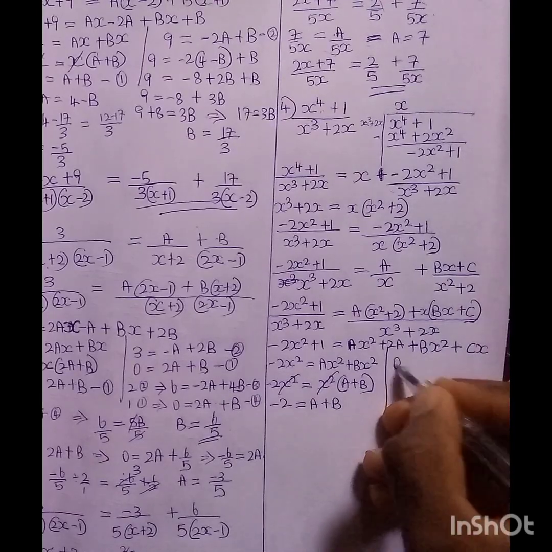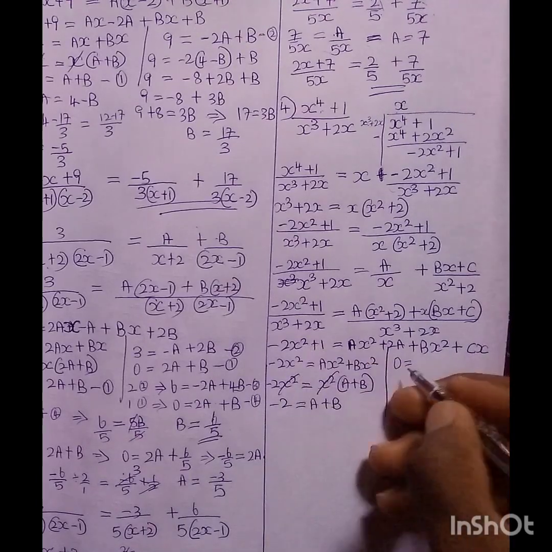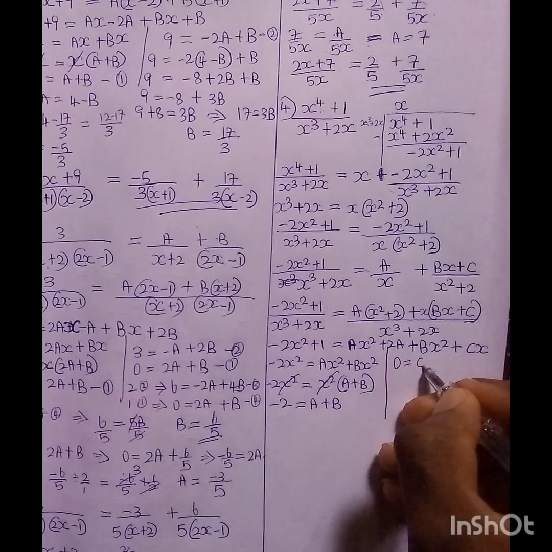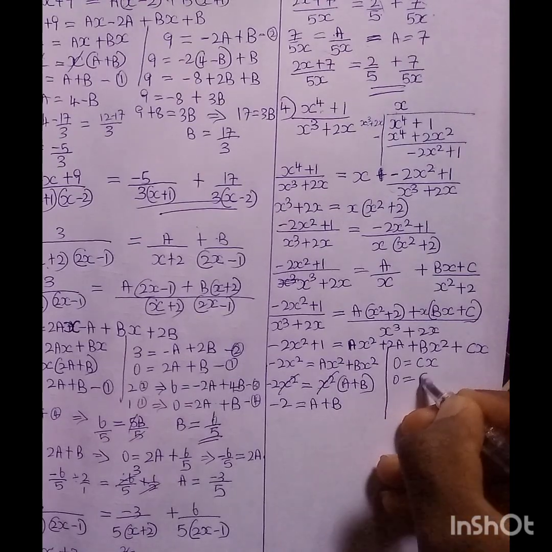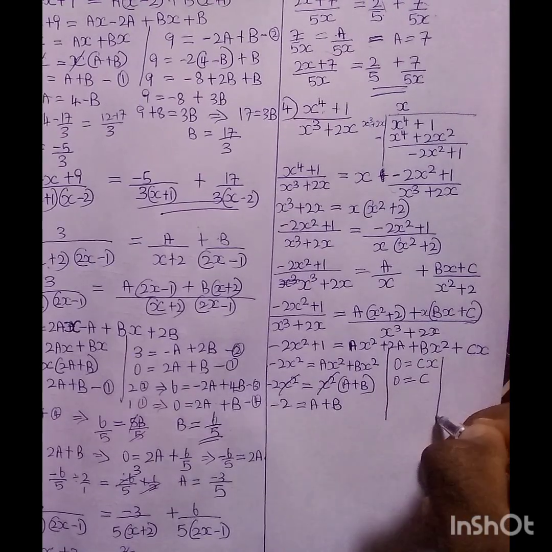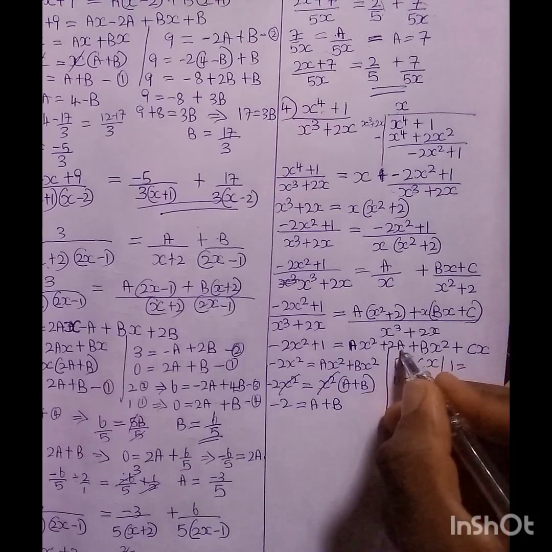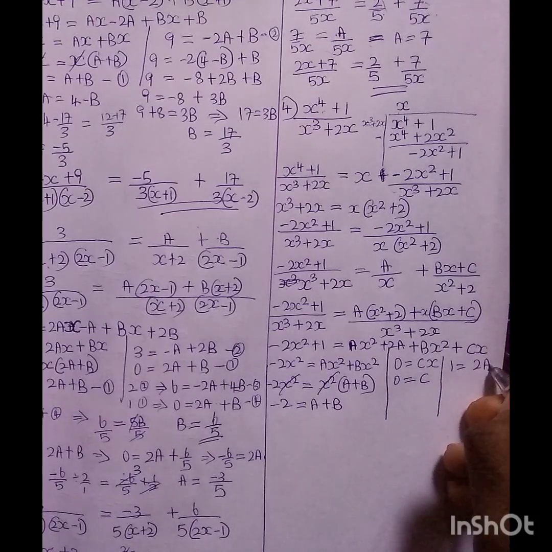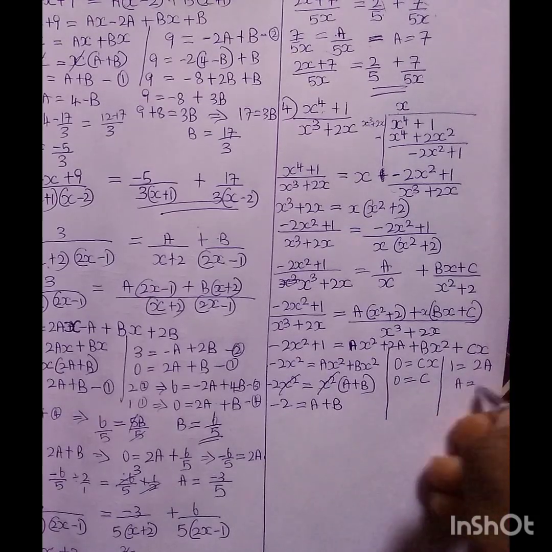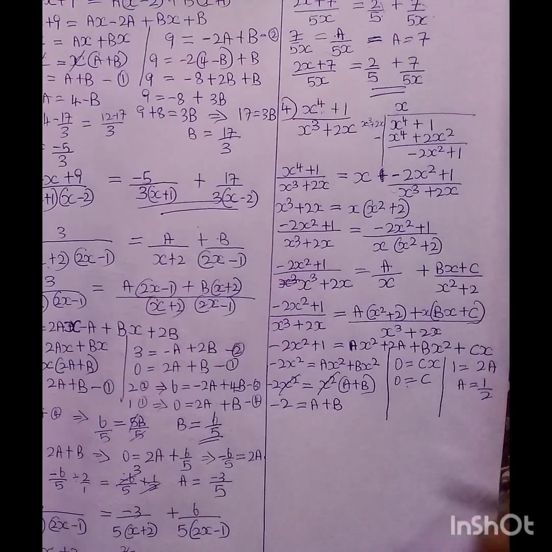So 0, because we don't have anything attached to x here, so it becomes 0. 0 equals cx, and 0 is equal to c. So 1 is equal to only 2a. 1 is equal to 2a, and a is equal to half. That's if you divide both sides by 2. So we have c to be 0, a to be half.